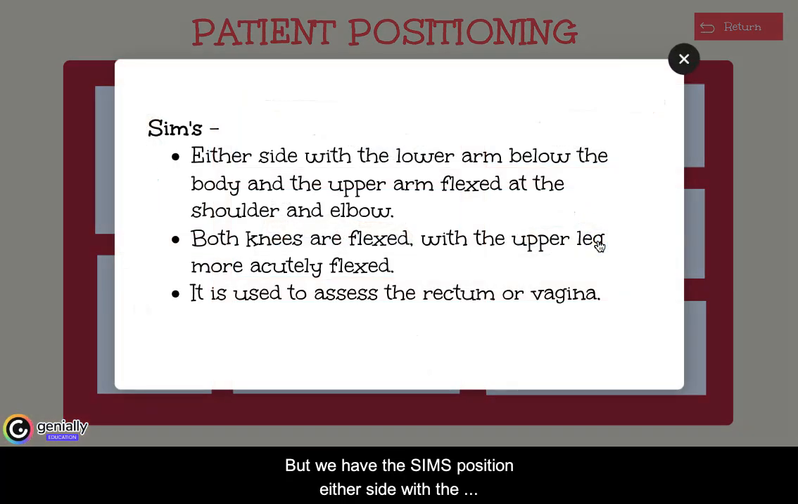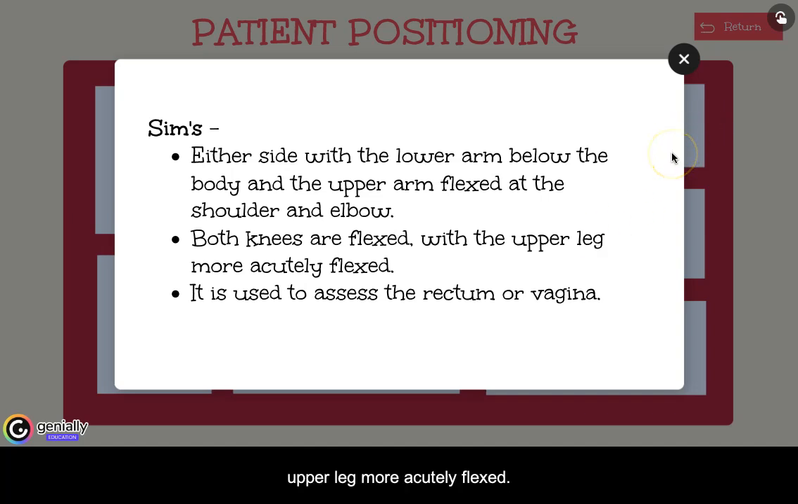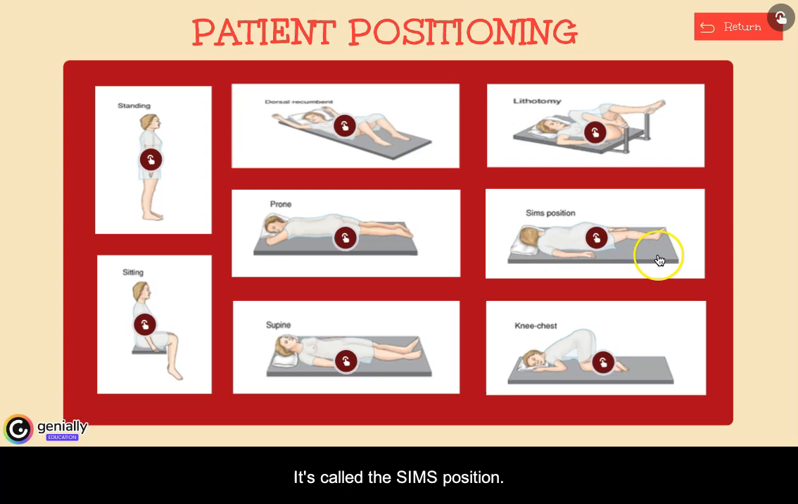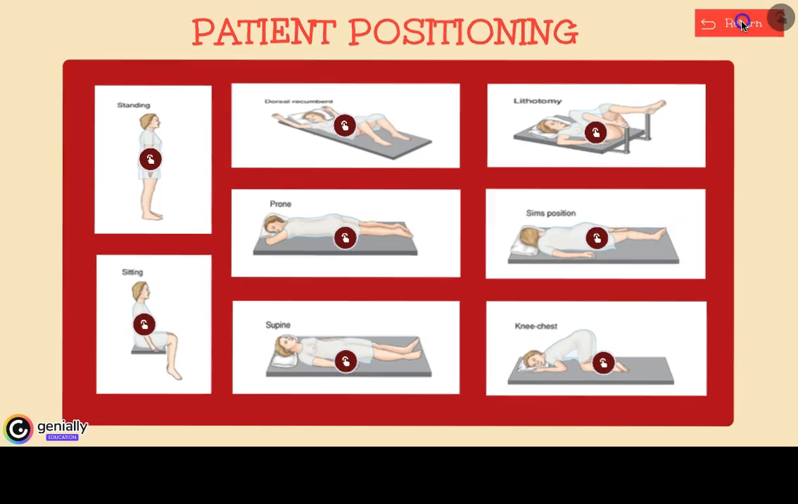But we have the Sims position, either side with the lower arm below the body and the upper arm flexed at the shoulder and elbow. Both knees are flexed with the upper leg more acutely flexed. It is used to assess the rectum or the vagina. Now, sometimes this is the position we use to administer an enema. So it's good to remember the position. It's called the Sims position.